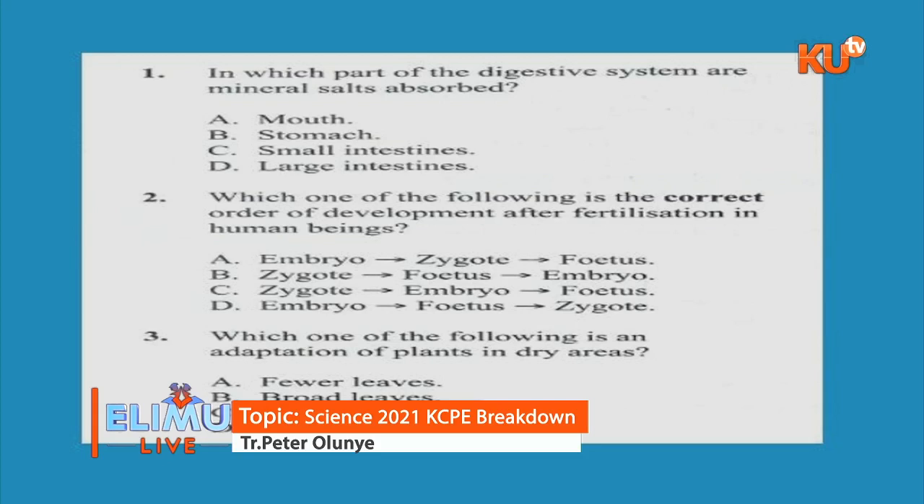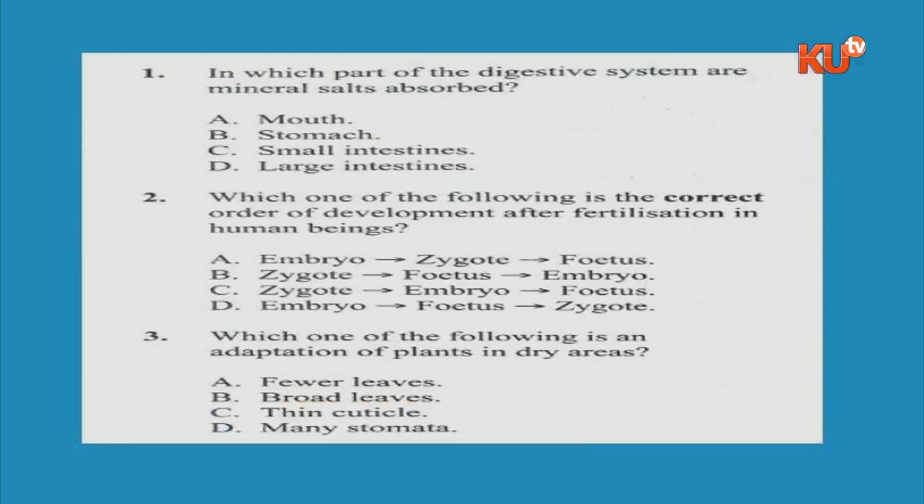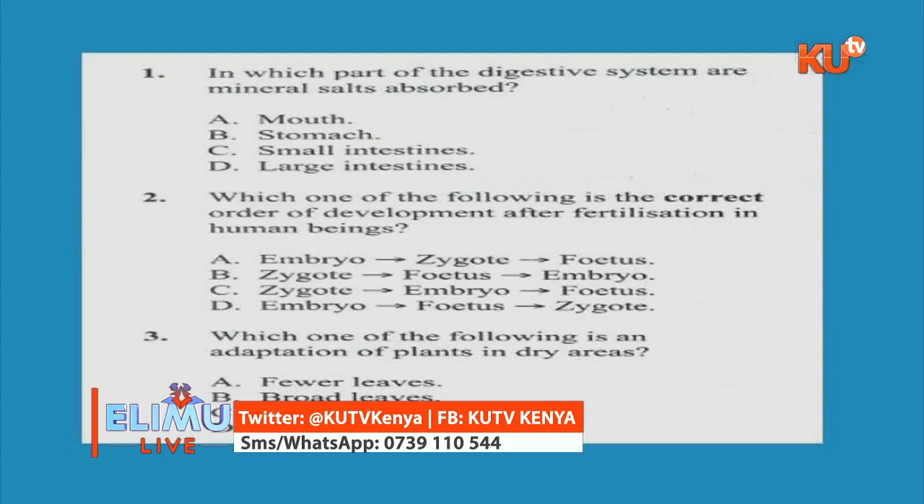The question is saying, which one of the following is the correct order of development after fertilization in human beings? A, embryo, zygote, fetus. I don't think that is the correct answer. Let's go to B: zygote, foetus, embryo. Definitely that one also is not the correct answer. According to our explanation, let's look at C, boys and girls. Zygote, embryo, fetus. Definitely that one becomes the correct answer. So look at how KCPE becomes easy if you are observant, boys and girls.